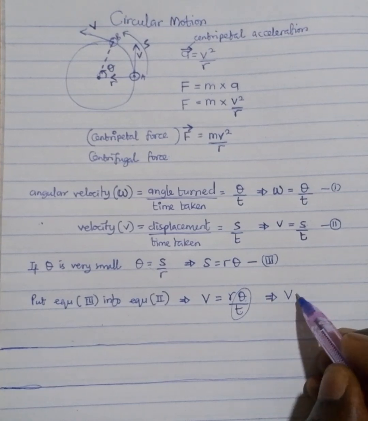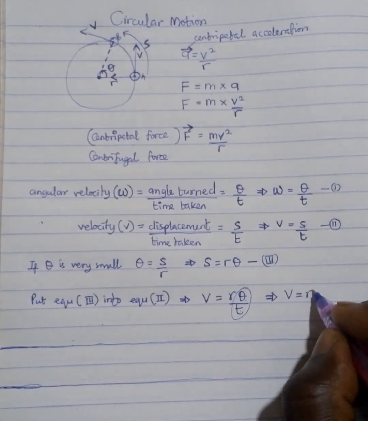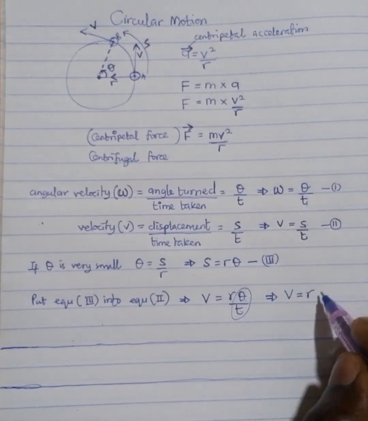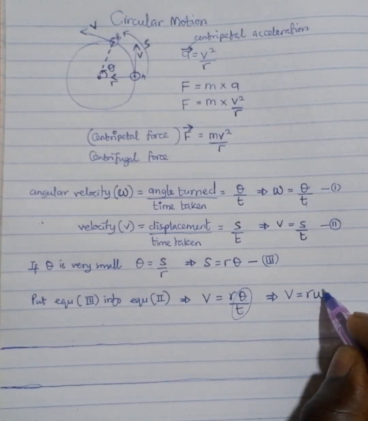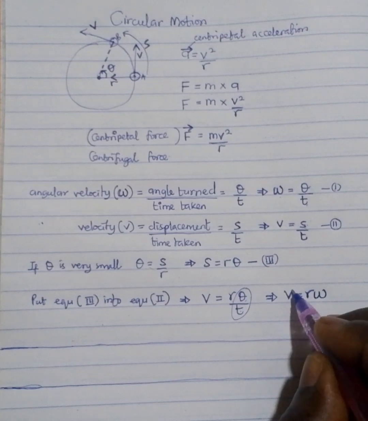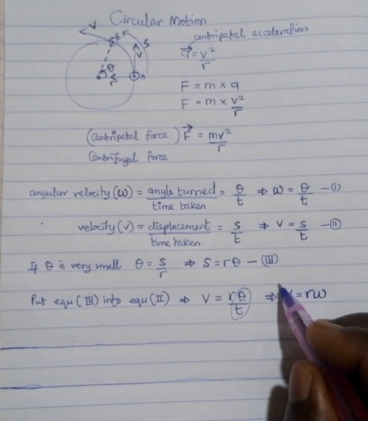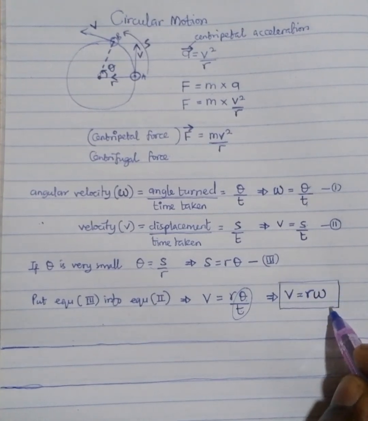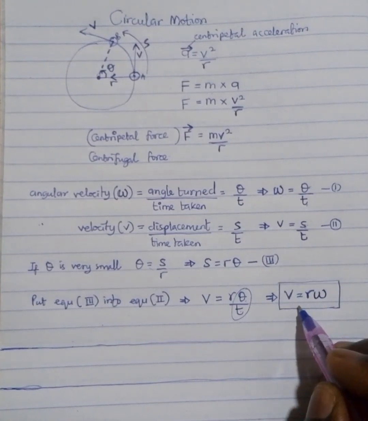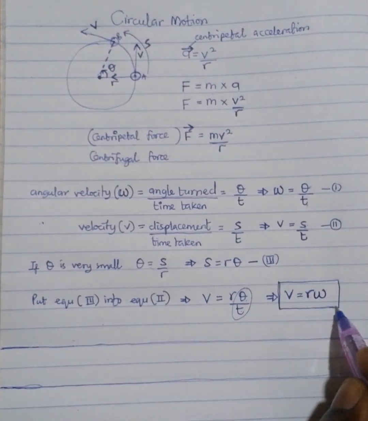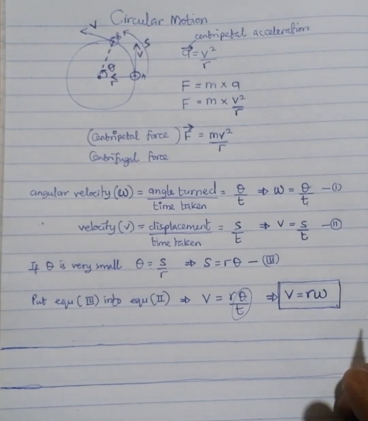That will give me v is equal to r omega, because theta divided by time is my angular velocity. So this gives the relationship between linear velocity and angular velocity. All right, take note of that.